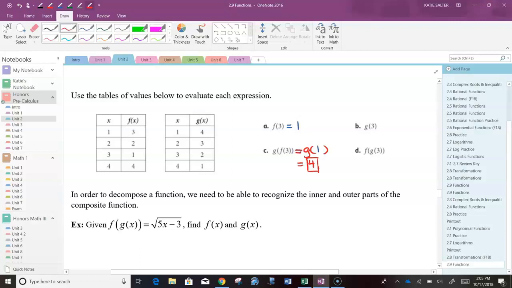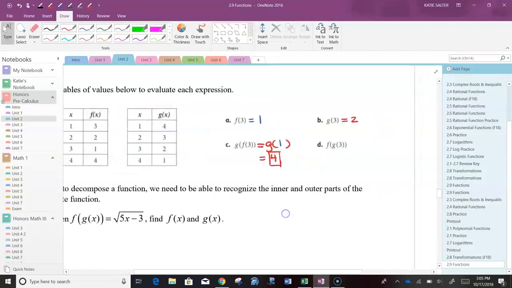Let's look at the next one. What is g of 3? If we look at the g table, we can see that when x is 3, y is 2. So now it says, what is f of g of 3? Since we know that g of 3 is 2, we're going to substitute that in there. Now we will go over to our f table, look when x is 2, and y is equal to 2. So therefore, f of g of 3 is 2. Again, notice that g of f of 3 and f of g of 3 are not the same.